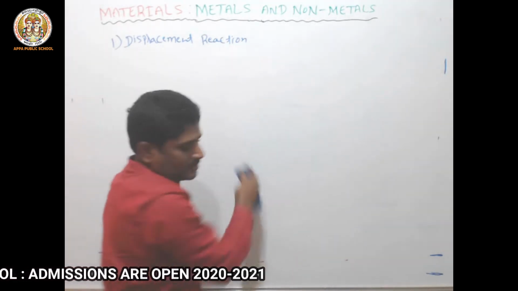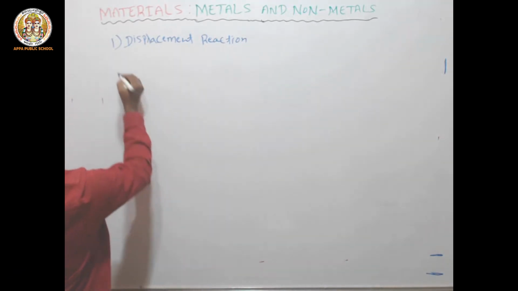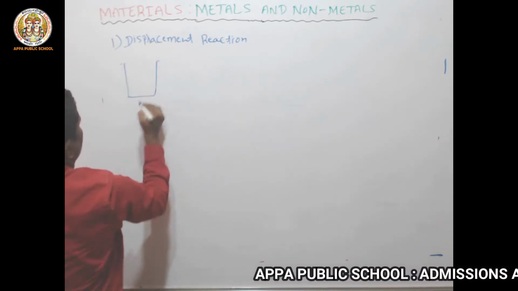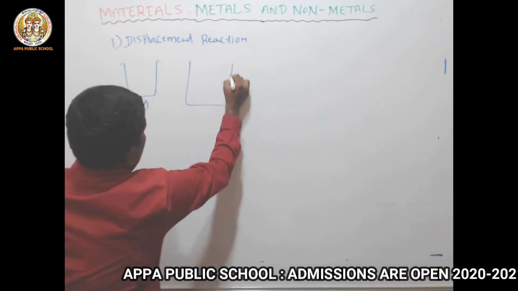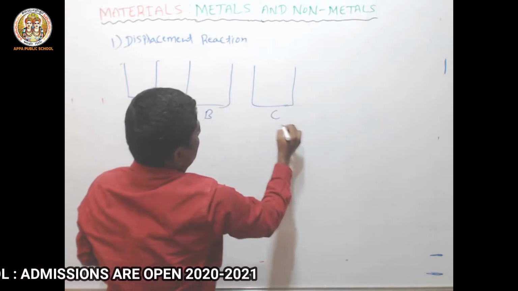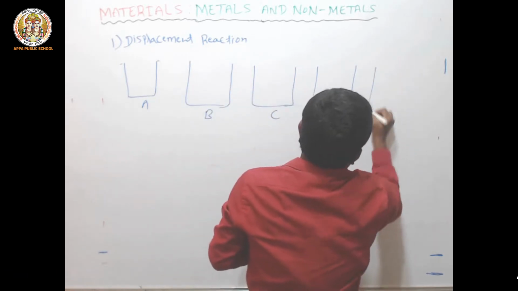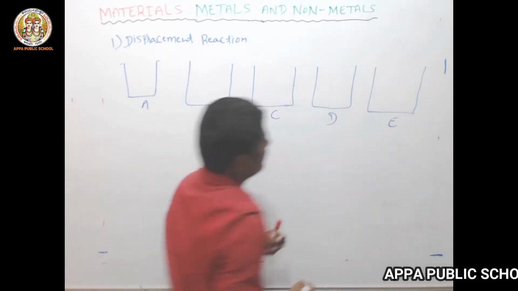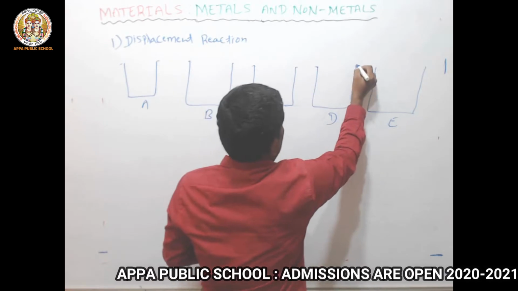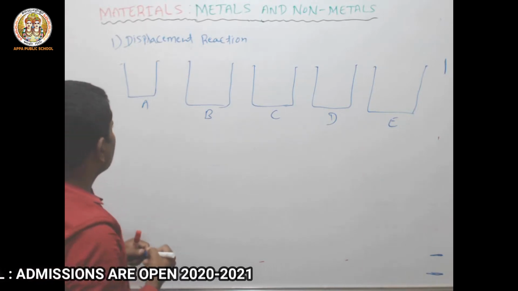My dear friends, before going to the displacement reaction, here one activity is there. Take 5 beakers: beaker A, beaker B, beaker C, beaker D, and beaker E. In each beaker we have to take the chemicals.